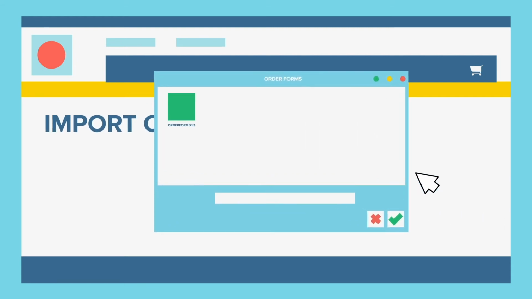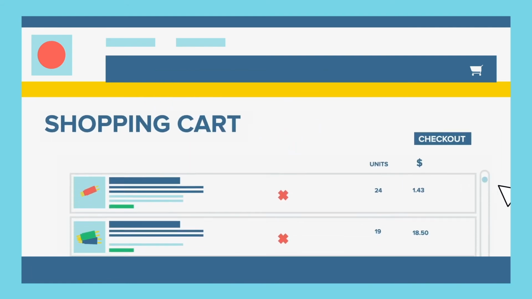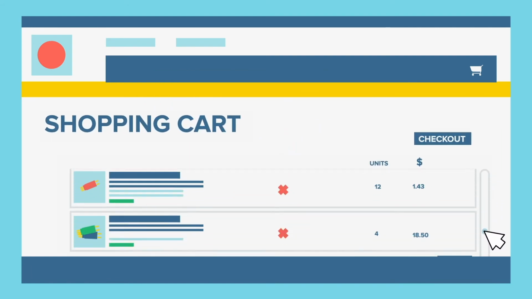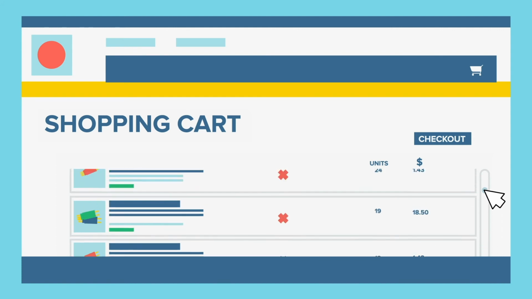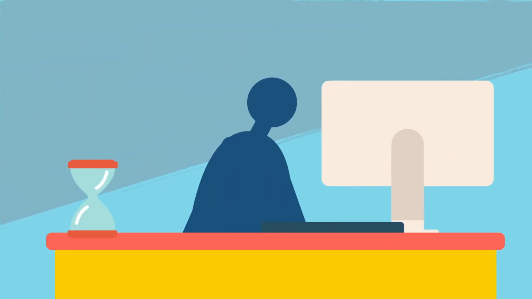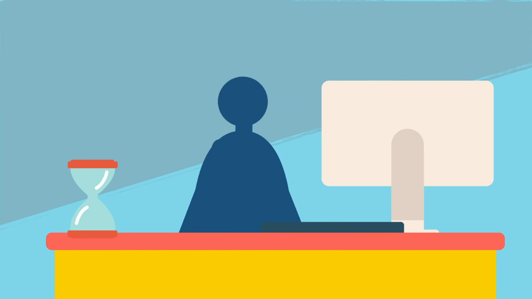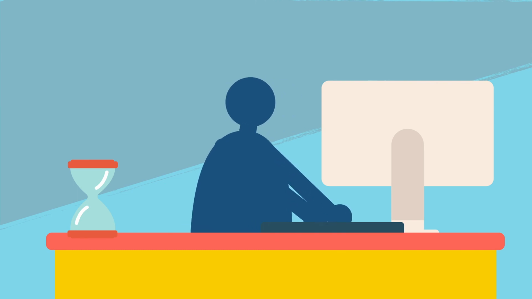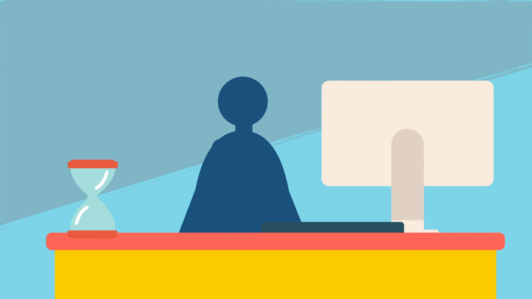Once your spreadsheet is submitted, every product and quantity specified is instantly added to your shopping cart, with pricing and availability clearly displayed. From there, all that's left to do is check out. By processing hundreds of line items in mere seconds, the Import Order feature enables you to operate more efficiently while still using your familiar tools and practices.